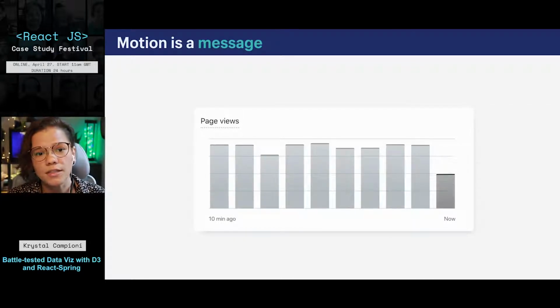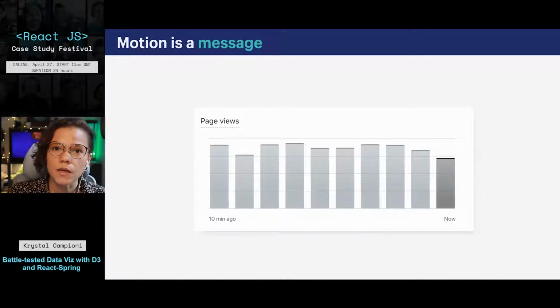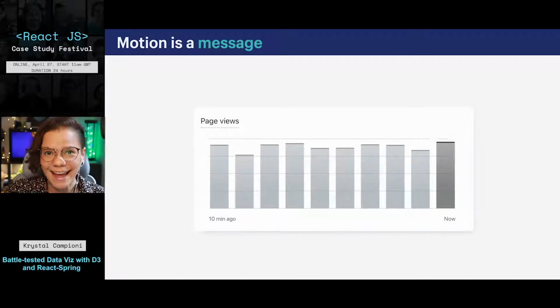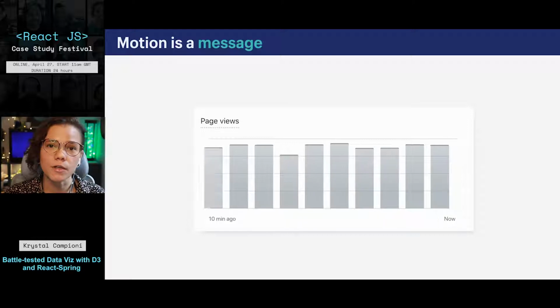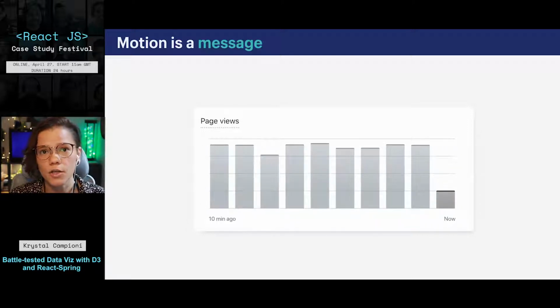This chart shows the number of page views in the last 10 minutes. So we have 10 bars, one bar representing each minute. And what's interesting here is that the bar for the minutes now keeps growing as it receives new data. And when a new minute begins, it pushes all of the other bars to the side, making way for itself. So once again, the animation here is helping us reinforce what's going on.